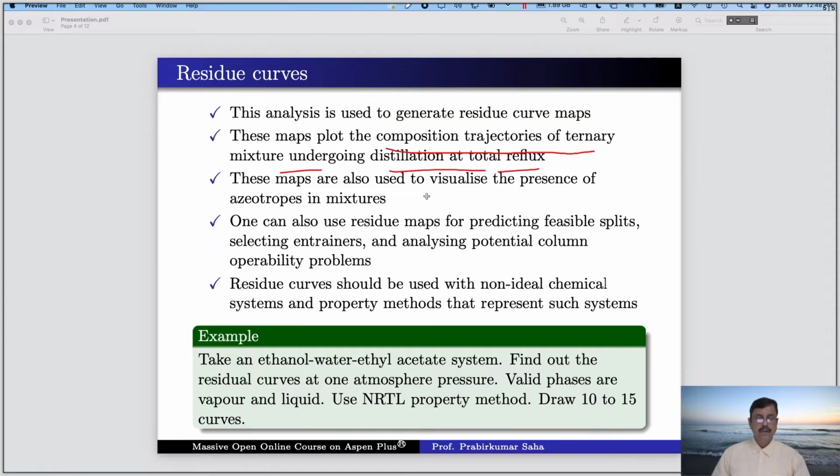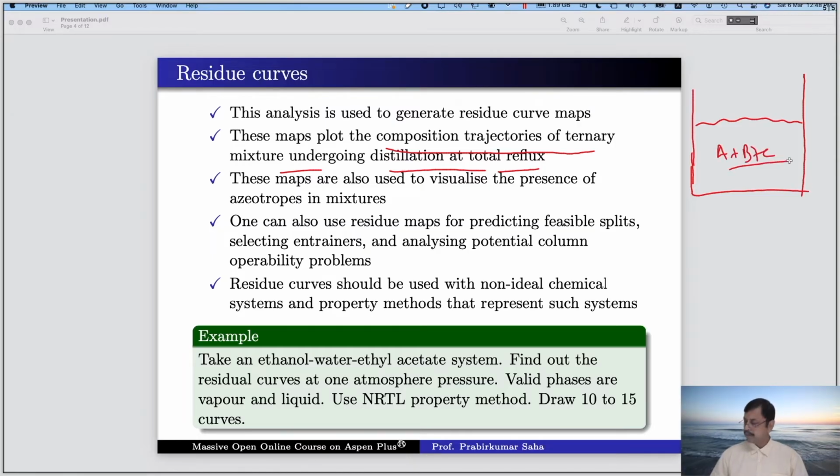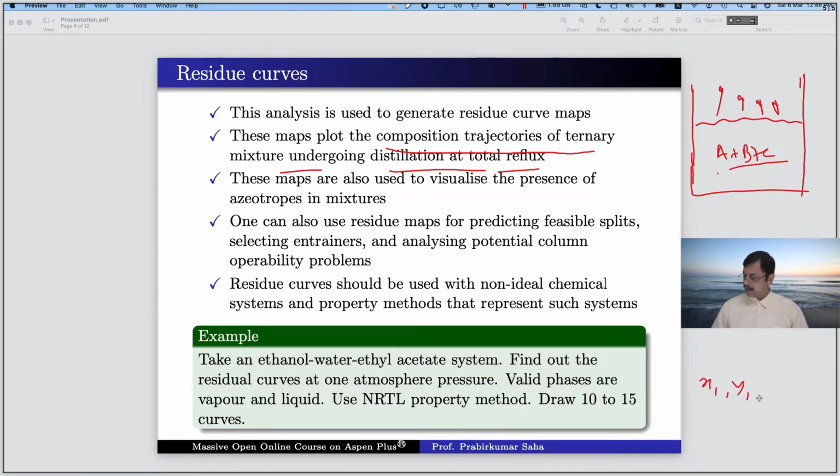Now the question is, what is this composition trajectory of ternary mixture? Basically, if you have a container having 3 components, A, B, and C, is a mixture of 3 components, and it is open, then as the time progresses, A, B, and C, they get evaporated, right? So initially, the mole fractions of A, B, and C will be, say, X1, Y1, and Z1. Total, it should be 1.